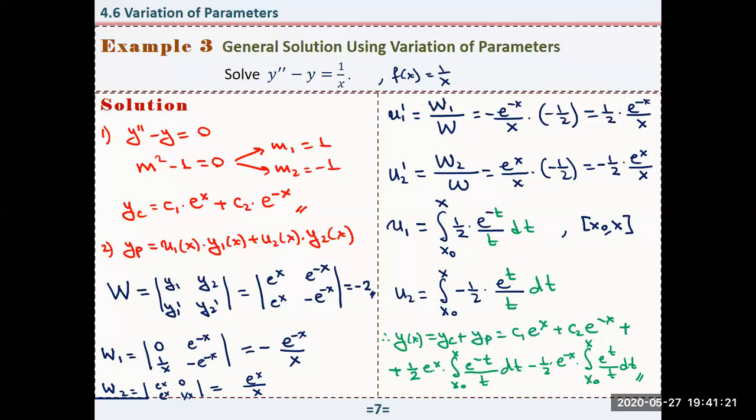Because if you bring this inside, here we have e to the power x minus t, and here we have e to the power minus x minus t. We can also describe the solution using hyperbolic functions, that is sinh of x minus t. Anyway, that is the general solution of the given differential equation.